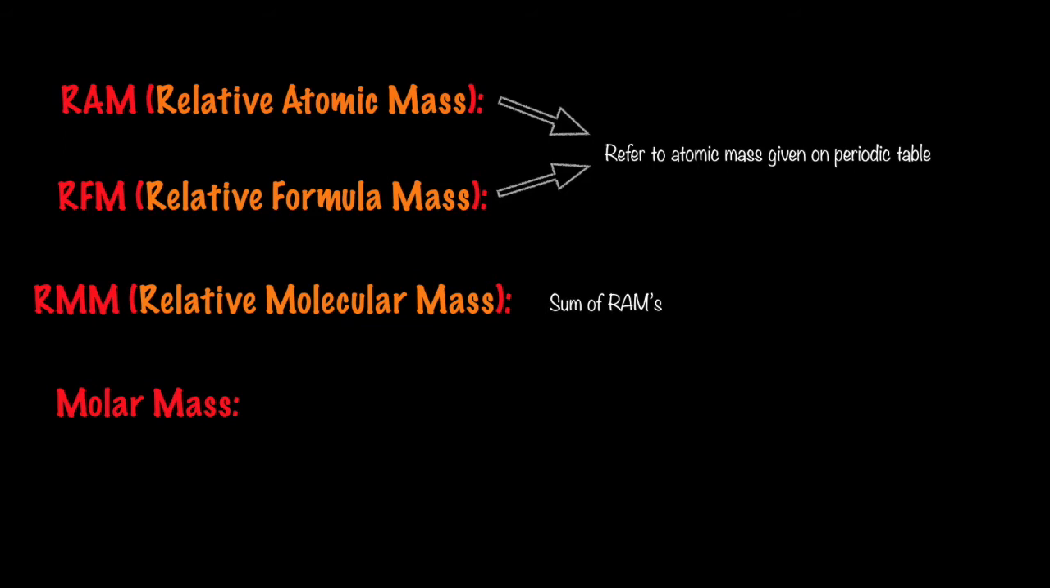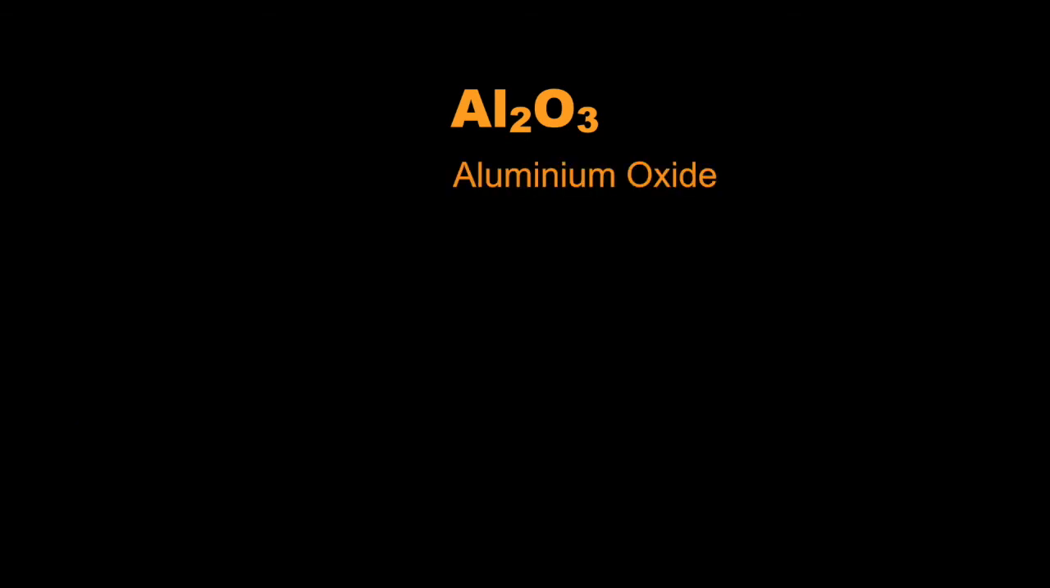Moving on, molar mass is like an extension of RMM. It means the mass of a compound. So if you have aluminum oxide, which is Al2O3, the mass of this compound would be the sum of the molecular masses of both. 2 aluminums would be 27 times 2 plus 16 times 3 for oxygen, which gives us 102. So 102 is the molar mass of the compound aluminum oxide.